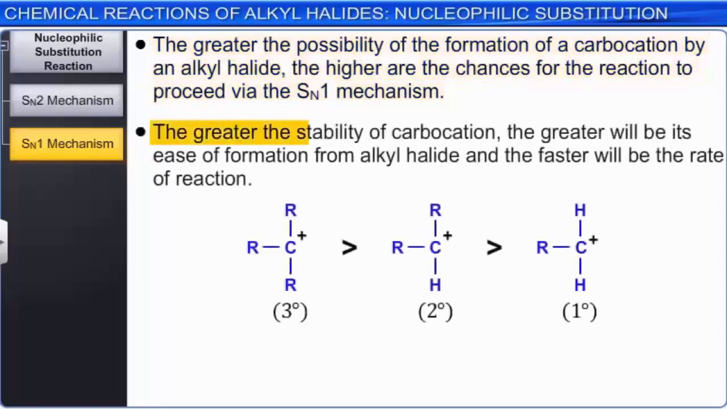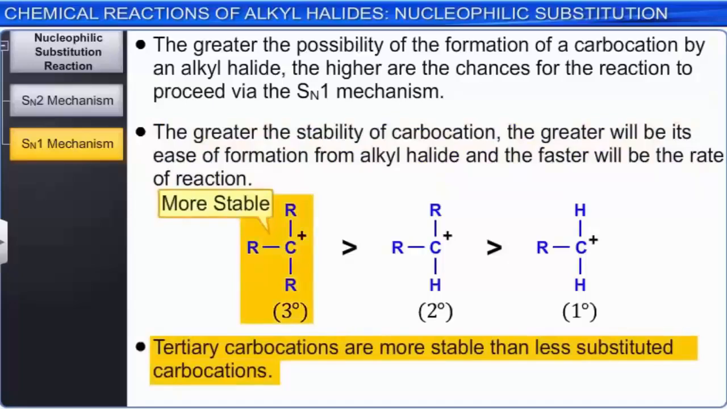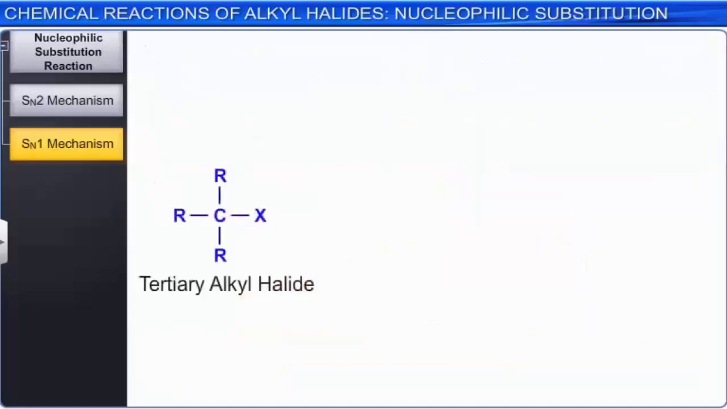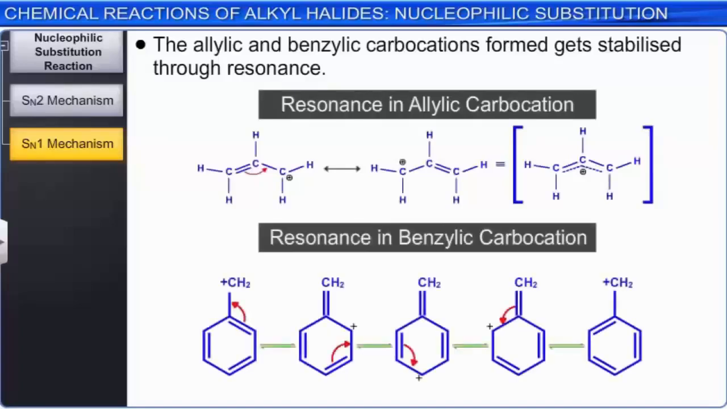Further, the greater the stability of carbocation, the greater will be its ease of formation from alkyl halide, and the faster will be the rate of reaction. Thus, due to the greater stability of tertiary carbocations, tertiary alkyl halides readily undergo SN1 reactions. Allylic and benzylic halides also show high reactivity towards the SN1 reaction. This is because the allylic and benzylic carbocations formed get stabilized through resonance, as shown here.